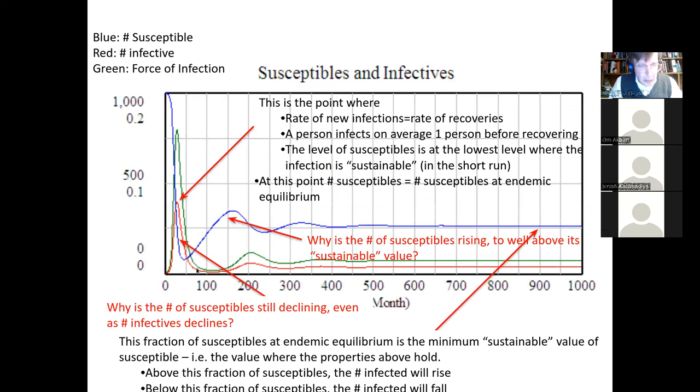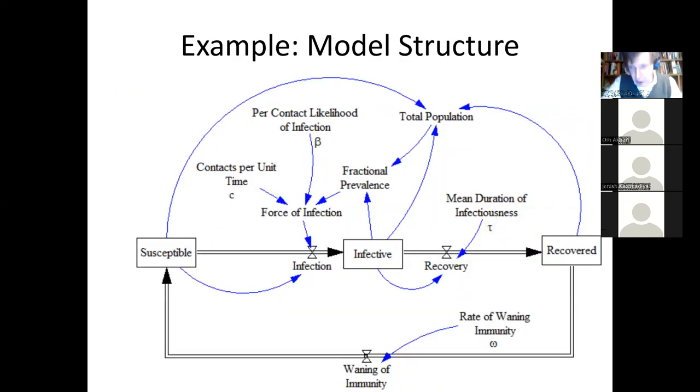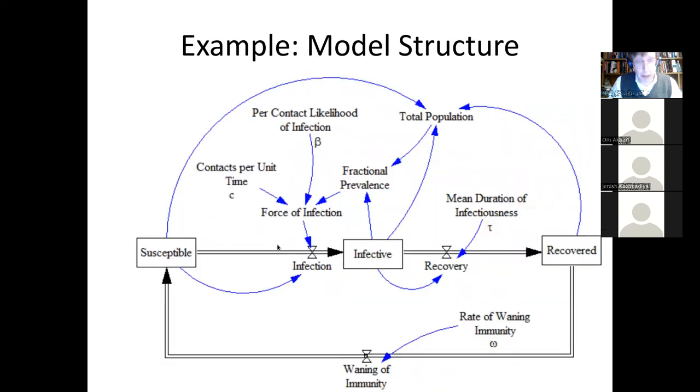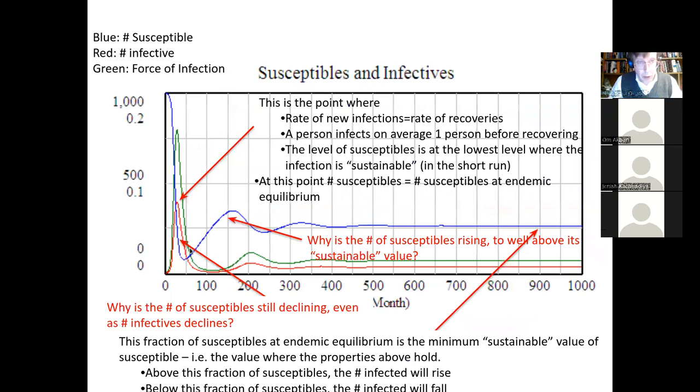And then why is susceptibles rising here? If a stock is rising, what does it tell us about its flows? If the blue is rising, if susceptibles is going up, what does it tell us about the flows? Inflow is greater than outflow. Waning of immunity: more people are losing their immunity per day than are getting infected. And so the number of susceptibles is going up.